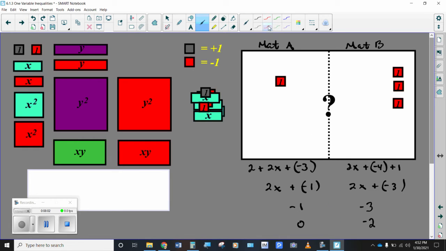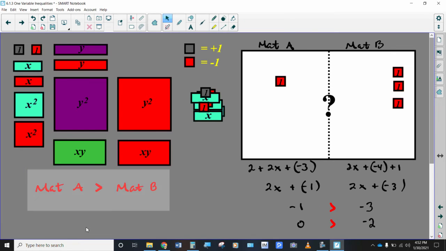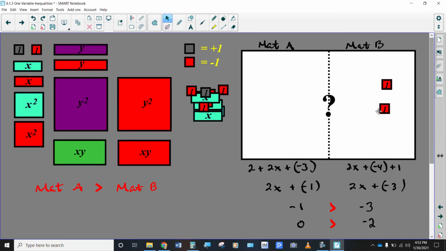That is absolutely wrong. It is -1 is greater than -3 because this is more negative. 0 is greater than any negative number. So what this means is that mat A is greater than mat B, right? Whether you show it as -1 is greater than -3 or remove more balanced sets and show that nothing is greater than having negatives, all right?